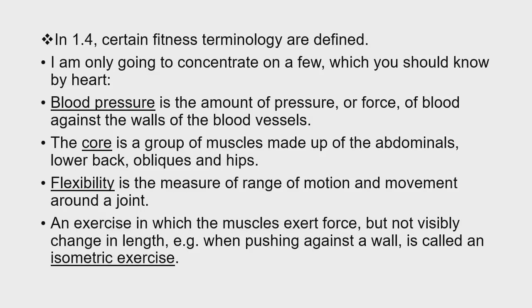Blood pressure is the amount of pressure or force of blood against the wall of the blood vessels. The core is a group of muscles made up of the abdominals, the lower back, the obliques, and the hips. Flexibility is the measure of range of motion and movement around a joint.